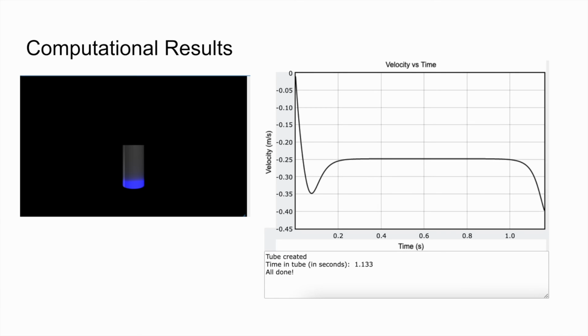For the computational results, we get that the velocity time graph is shaped like this curve, and we find that the time in the tube is 1.133 seconds, which is similar to what we got in our experiment, so we know our computational model is fairly accurate.